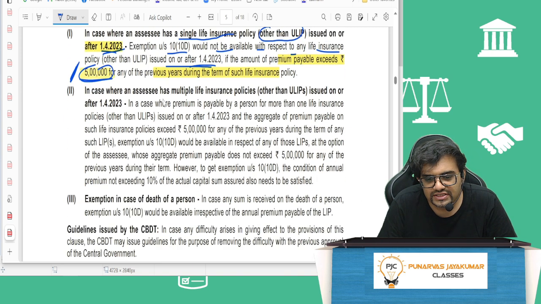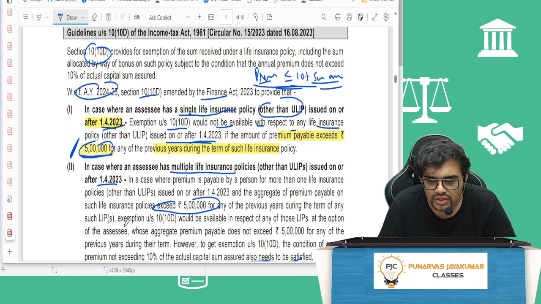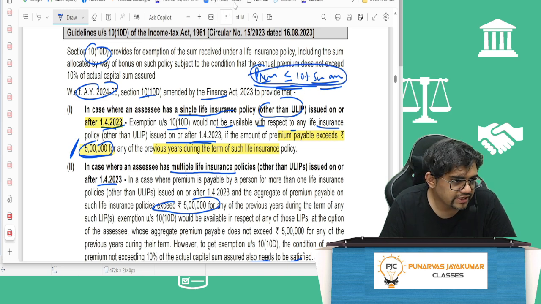In case where an SSE has multiple life insurance policies issued on or after 1/4/2023, and the aggregate is exceeding 5 lakh rupees, but the premium is definitely less than 10% of the actual sum assured. So this rule we have to follow. Premium should be less than or equal to 10% of the sum assured. That will remain the same.